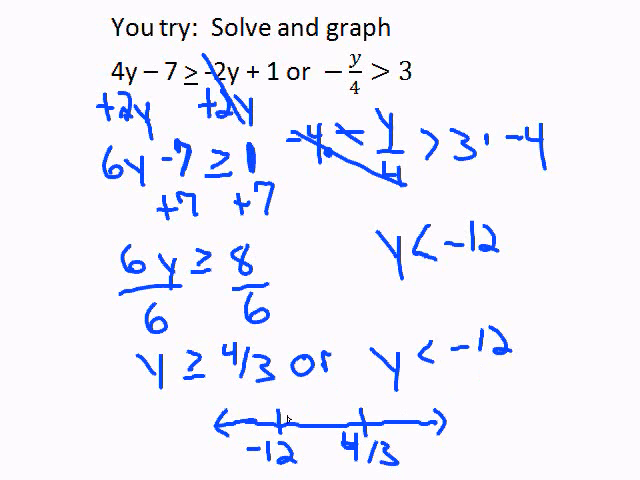Since y is less than negative 12, I use an open circle since it doesn't equal negative 12, and I shade towards numbers that are less than negative 12, which should be to the left. For 4/3, since it's or equal to, I'm going to draw a closed, filled-in circle around 4/3. Since y is greater than or equal to 4/3, I'm going to shade towards numbers that are bigger than or equal to 4/3.